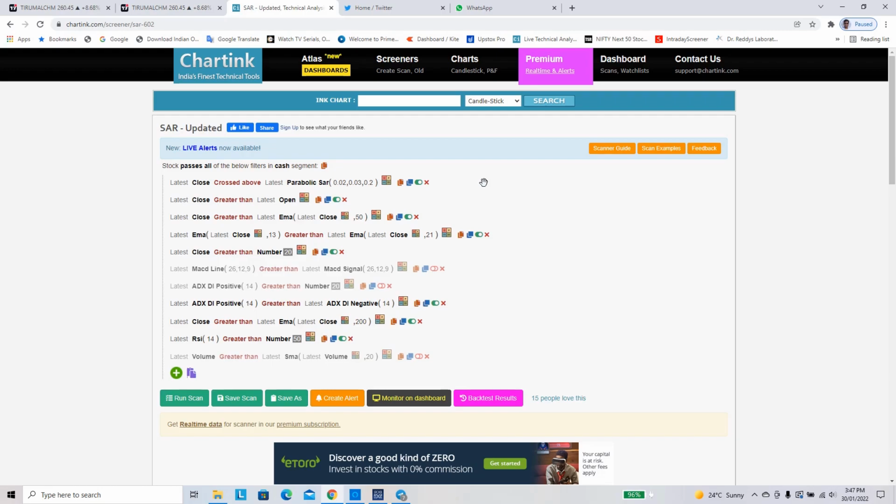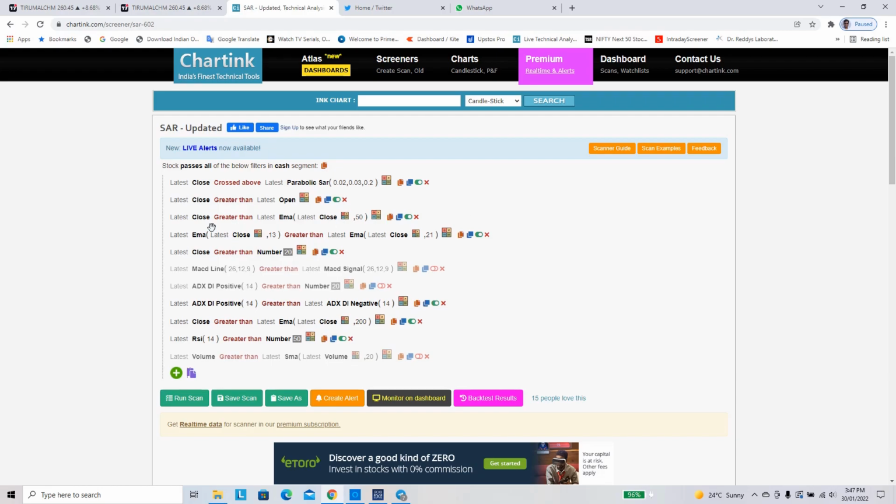We don't want the stock which has already run up and then comes on our screener. I want the stock which has given the buy signal on the first day, so on the first day we will try to catch the stock. Second logic is latest close greater than latest open. We want the stock which opened positive and closed positive. We don't want the stock which opened positive and then closed in negative.